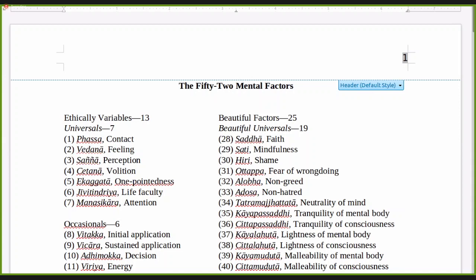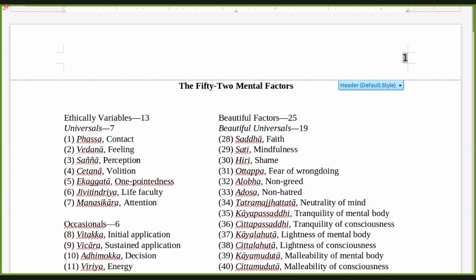Yogis are practicing vipassana meditation. You are observing the five upadana, the five aggregates subject to clinging, as impermanence, suffering, and non-self. There are five aggregates you are observing.